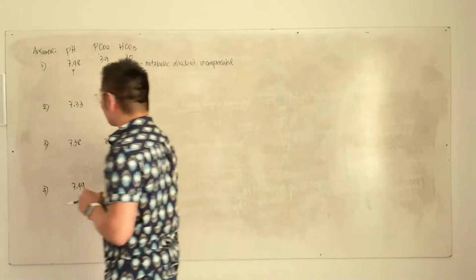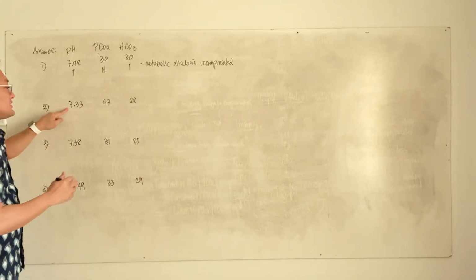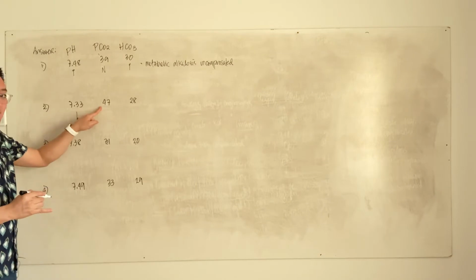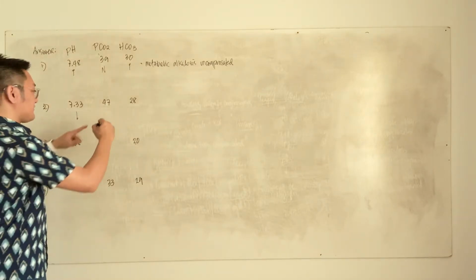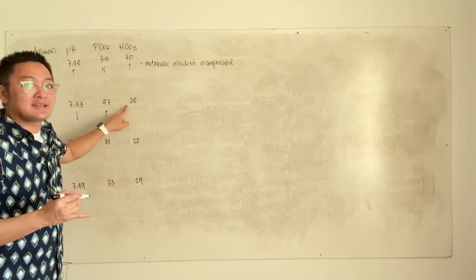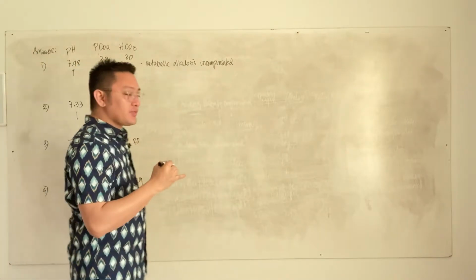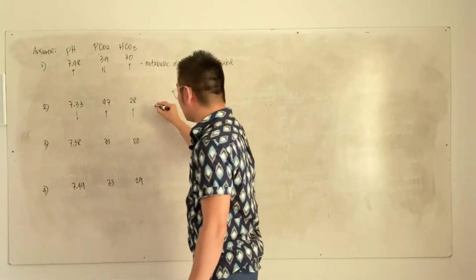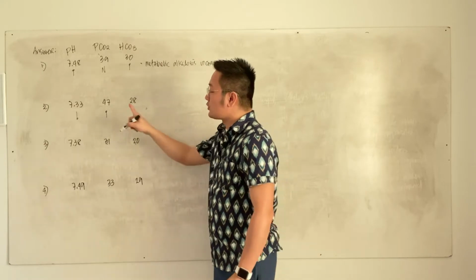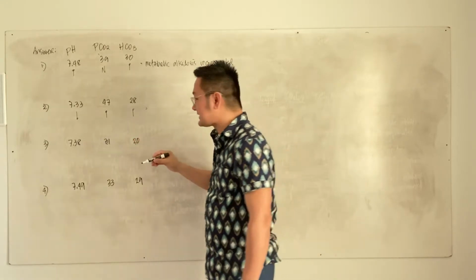Your pH is 7.33. Again, the normal pH is 7.35 to 7.45. This is low. PCO2 is 47. The normal is 35 to 45. This is high. Next, bicarbonate is 22 to 26. 28 is the result. It is high. So what do you think is this reading? The interpretation here, your answer should have been respiratory acidosis partially compensated, okay?